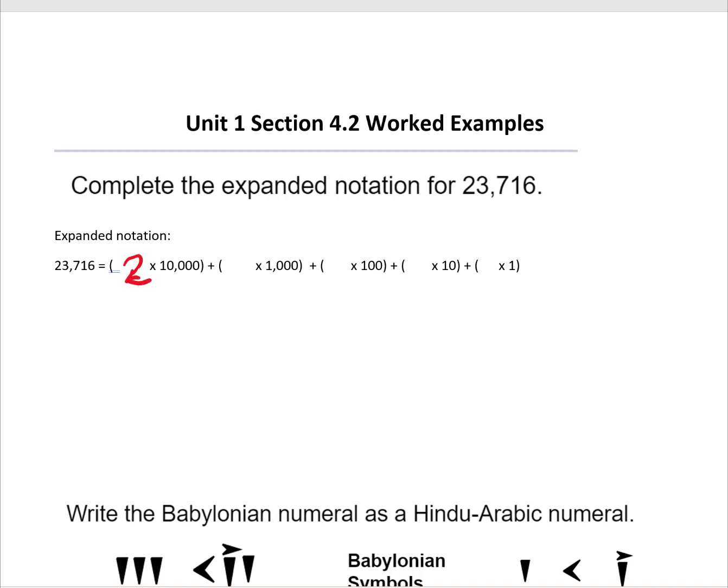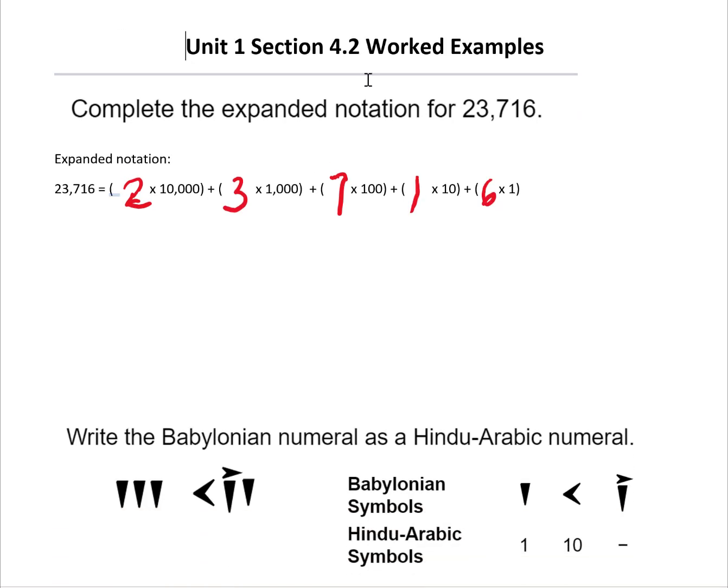And then we move over to the thousands position and we see there are 3. In the hundreds position, there are 7, and then there's 1 ten, and there are 6 ones. So there's the expanded notation.